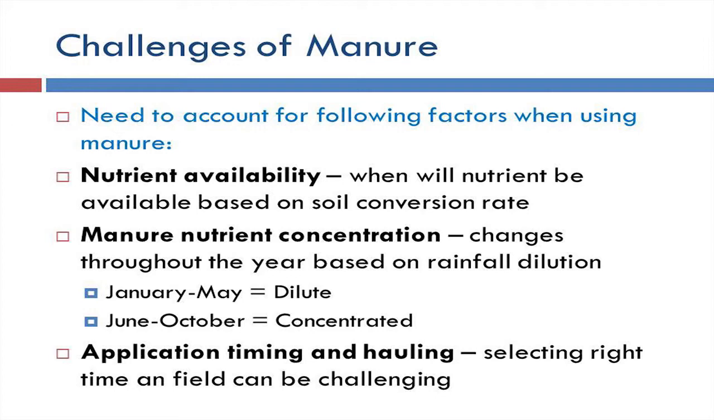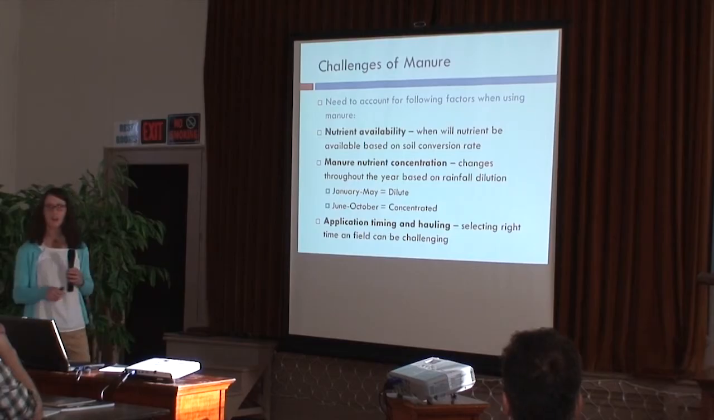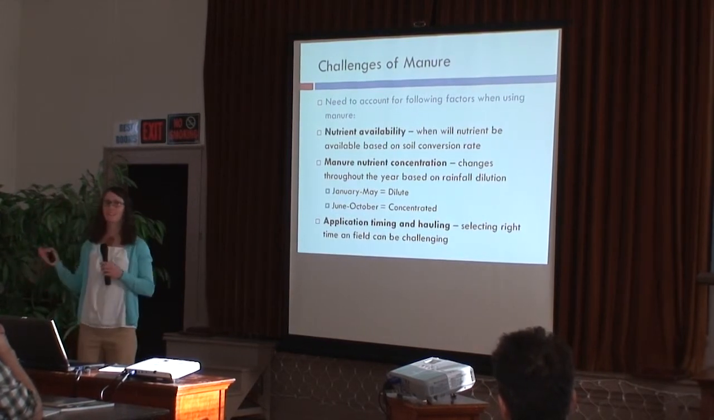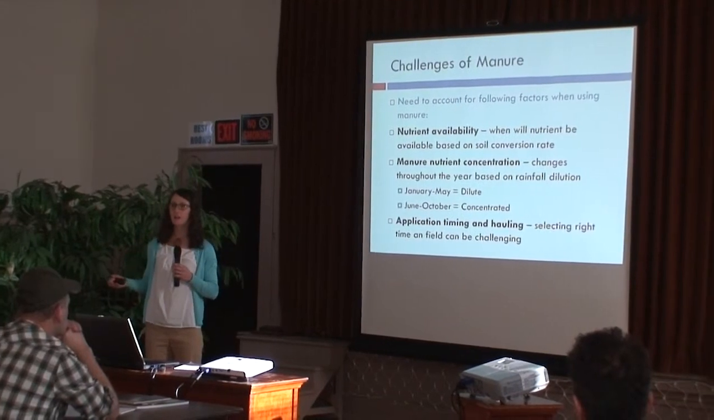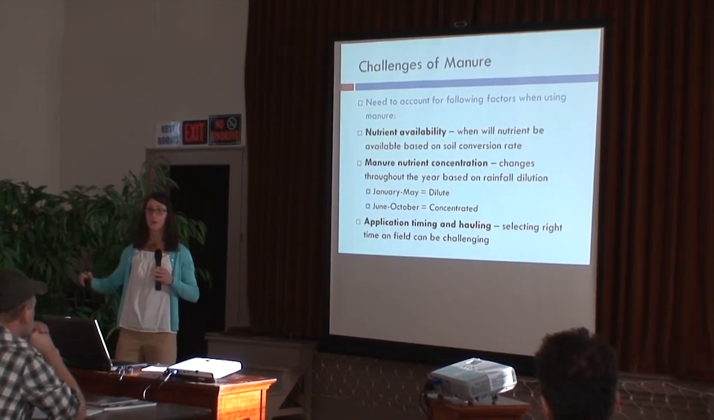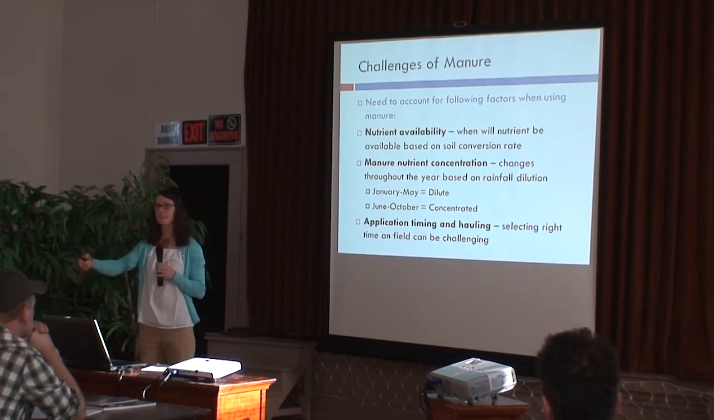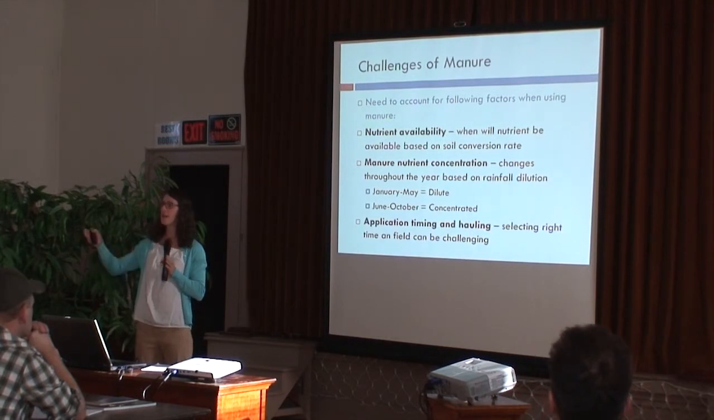Again, some of the challenges of manure are this nutrient availability. When is it going to be available based on those conversion rates? And the concentration is hard. Unfortunately, manure is always the opposite. In the beginning of the season, you had a lot of rain and it's really dilute. So in 1,000 gallons, your concentration is very low. Whereas if we look at, let's say, September, when we haven't had a lot of rain for a while and it's really just manure, that 1,000 gallons now has a much greater concentration of nutrients.